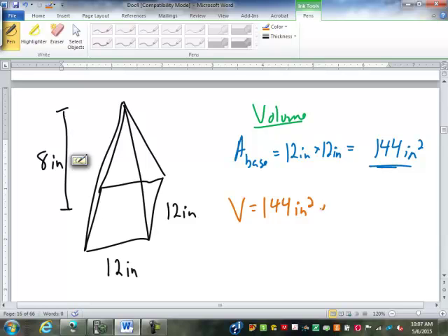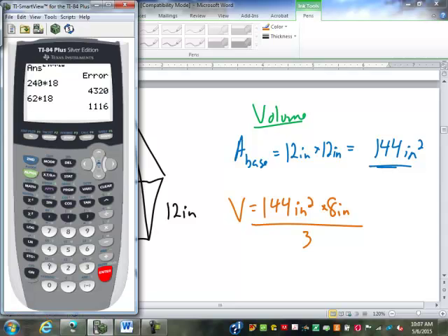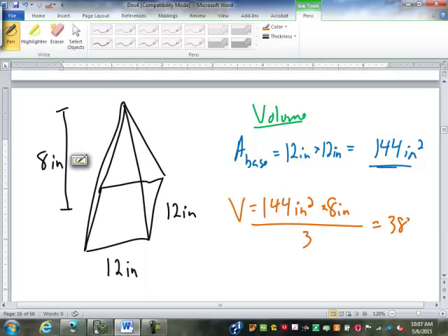144 inches squared times 8 inches of height divided by 3. If it's a pyramid or cone, the volume is divided by 3, just like a triangle, you divide by 2. Pyramid or cone, you divide by 3. That's 384 inches cubed.